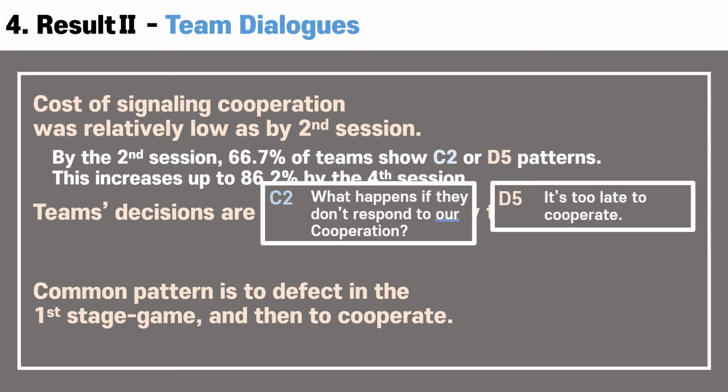The D5 pattern shows that teams who are too late to cooperate in the current session decide to cooperate in the next session. The same goes for this pattern. When we have a majority of teams having the D5 pattern, teams will not have to signal cooperation in the next session, since the majority of teams will decide to cooperate.